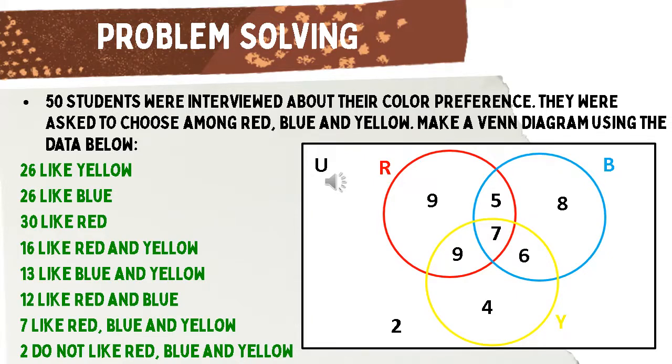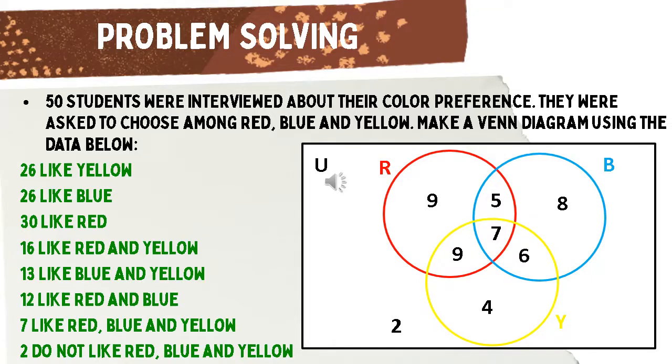So, first, gawin natin is yung dalawang student na hindi gusto or hindi nagustuhan yung red, blue, and yellow. So, sa labas lang siya na diagram. Next, yung 7 naman na like yung red, blue, and yellow. So, doon natin siya ilalagay sa gitna sa overlapping ng blue, red, and yellow. So, it is 7.